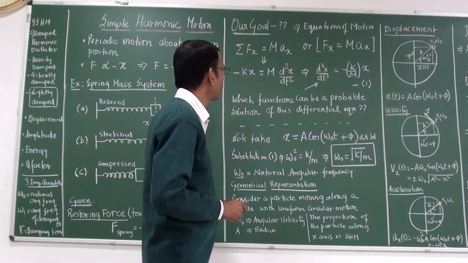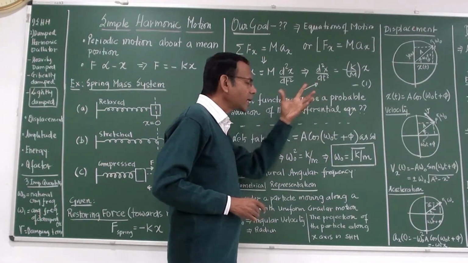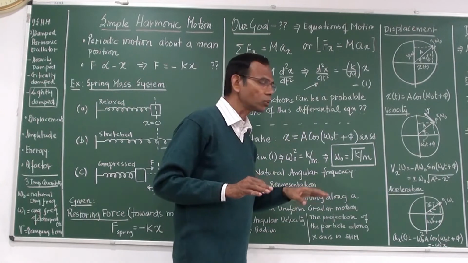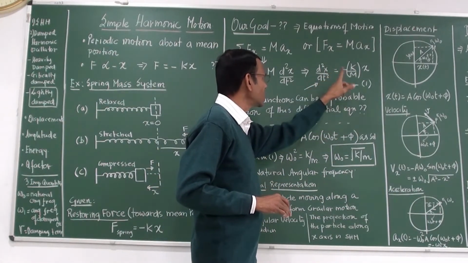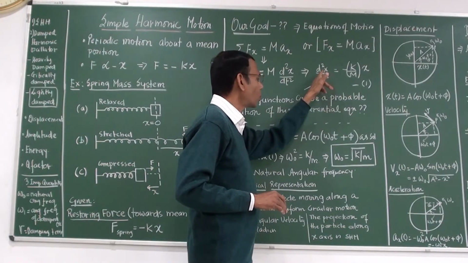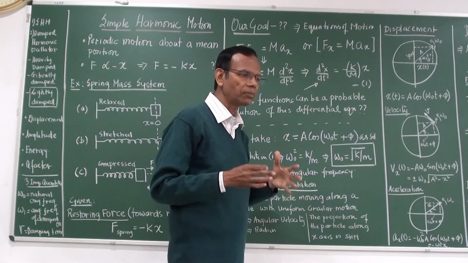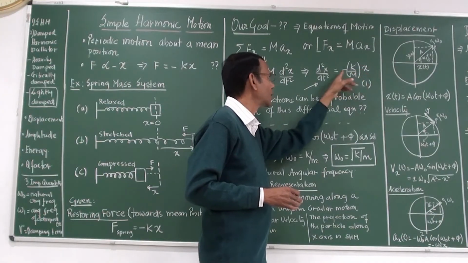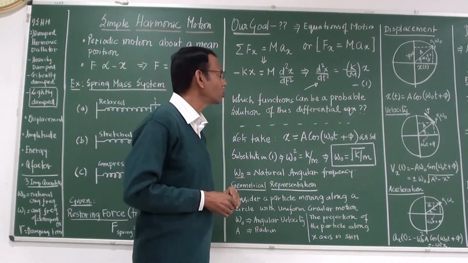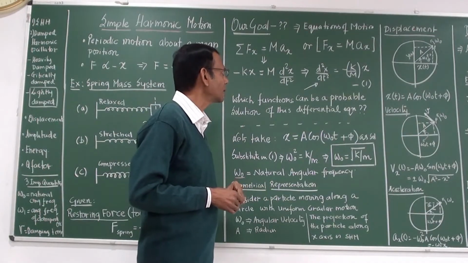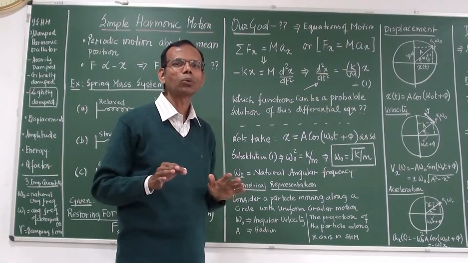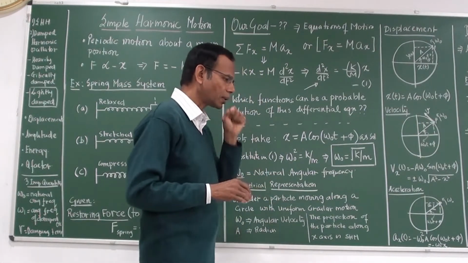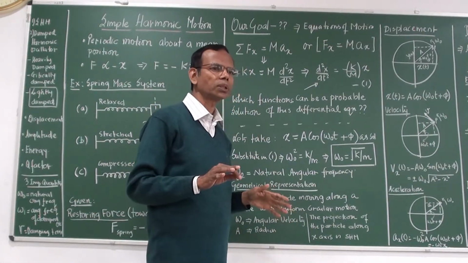So, let us see. Now, d2x by dt square is equal to minus k by m into x. Here, I have to find out the solution of this differential equation. What will be the solution? How to find out? We see that my equation is such that whatever function I choose as my solution, if I double differentiate it, then I get back that same function with a negative sign. And you know that these cases are basically sine and cosine functions.